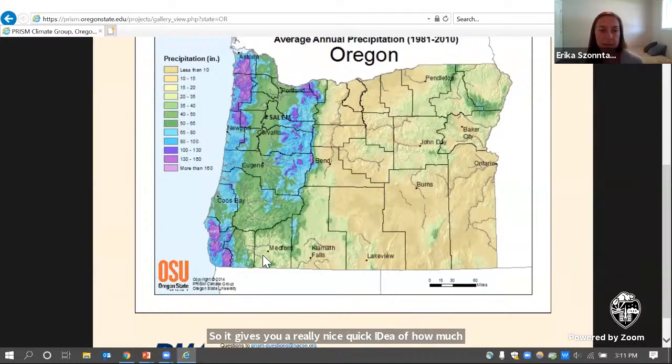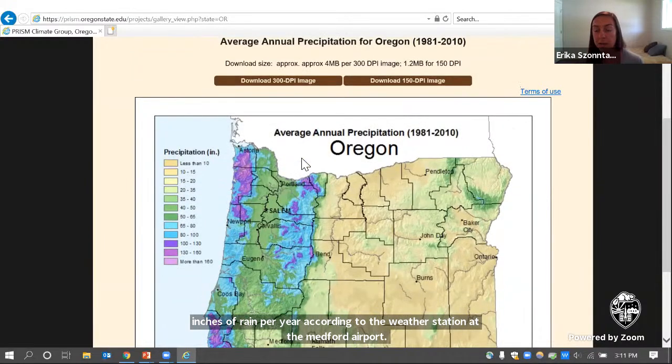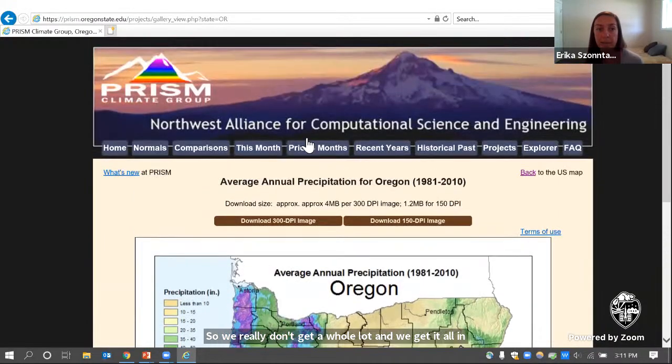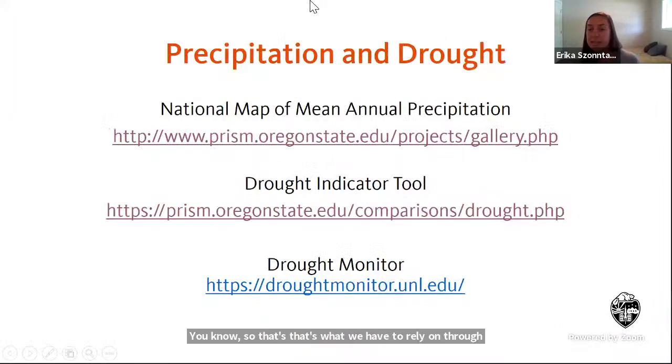I'm down here in Medford, and I believe that our average is about 20 inches of rain per year, according to the weather station at the Medford Airport. So we really don't get a whole lot, and we get it all in the winter. So that's what we have to rely on throughout the year. I encourage you to take a look at that to see what the situation is in your state.